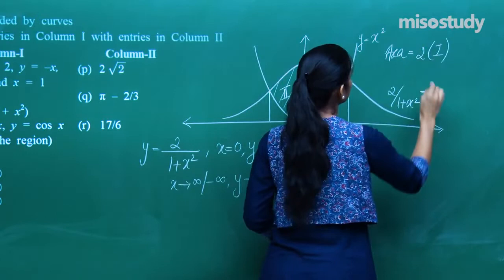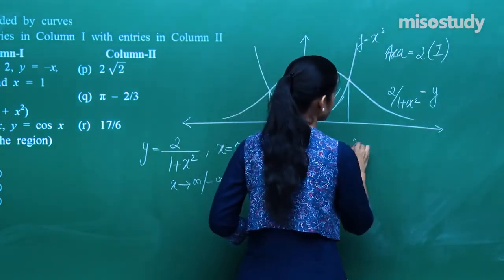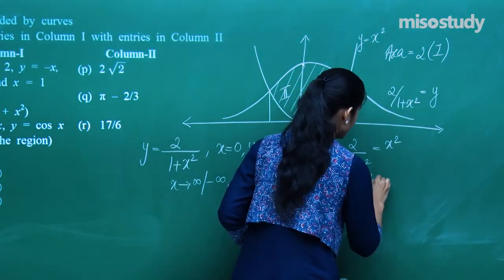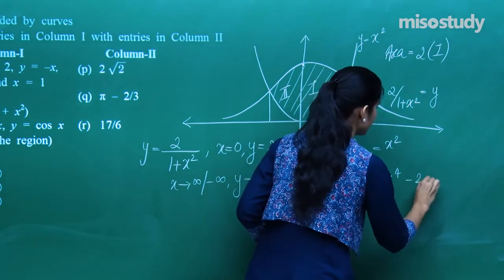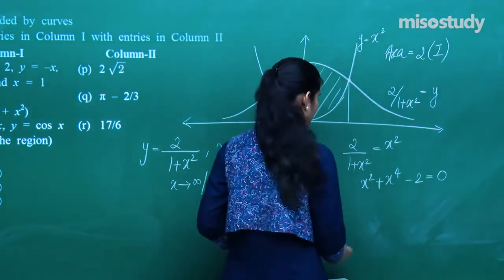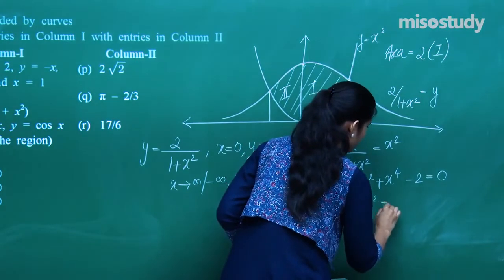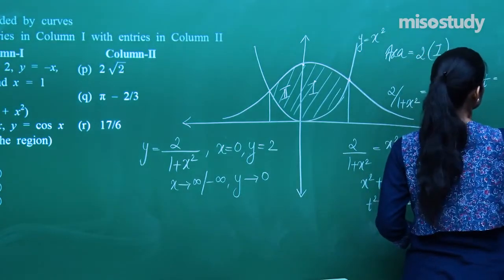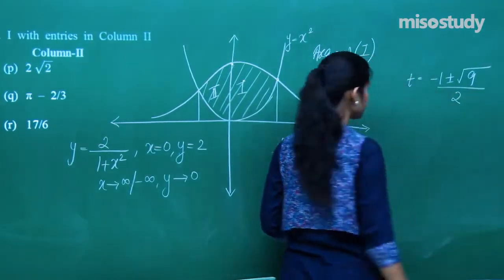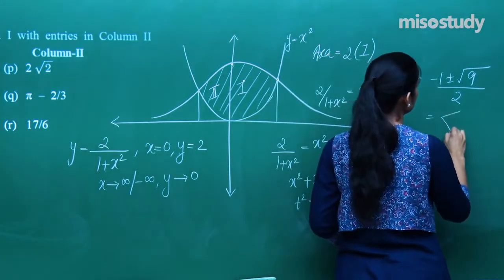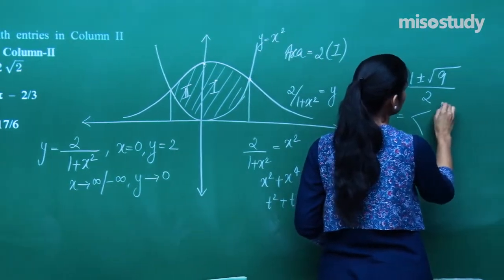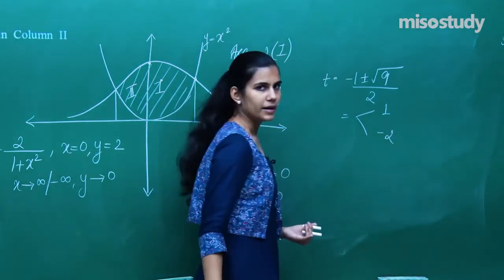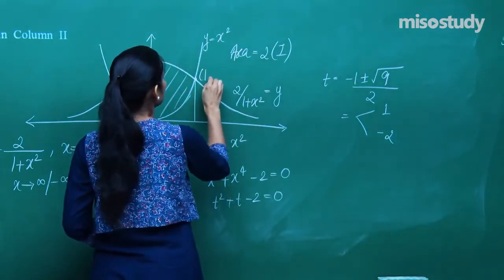twice of 1. So if y is x square, you basically get 2 upon 1 plus x square equals x square, which is x square plus x to the power 4 minus 2 is 0. I can take x square equals t, I get t square plus t minus 2 is 0. So t comes out to be minus 1 plus minus root 9 by 2. So this becomes minus 1 plus 3 upon 2, which is 1, minus 1 minus 3 upon 2, which is minus 2. So here you basically get 1 and this is also 1.